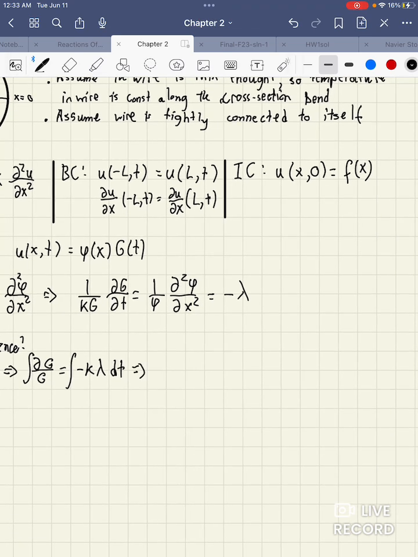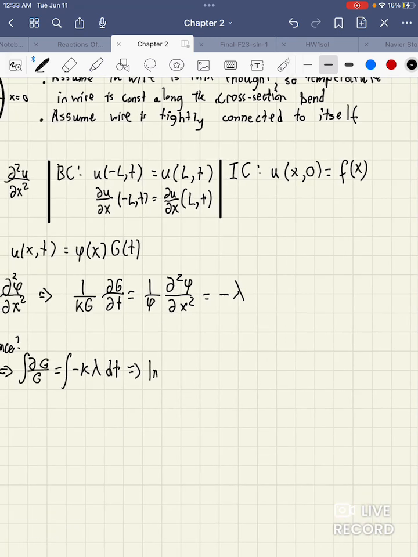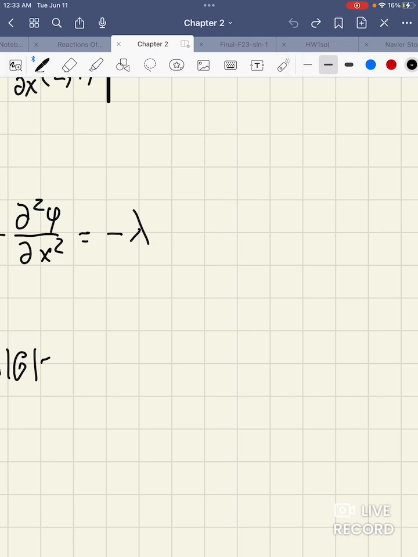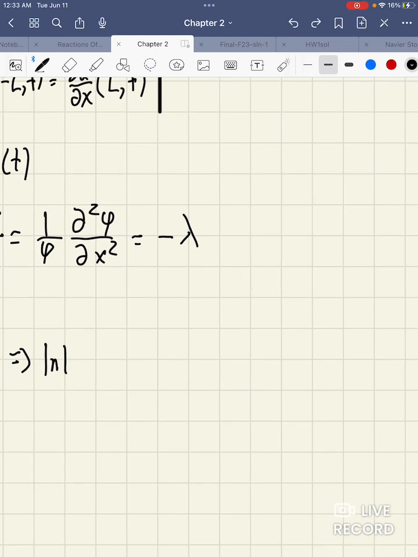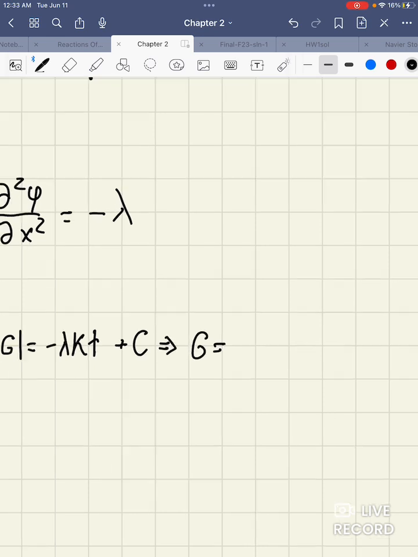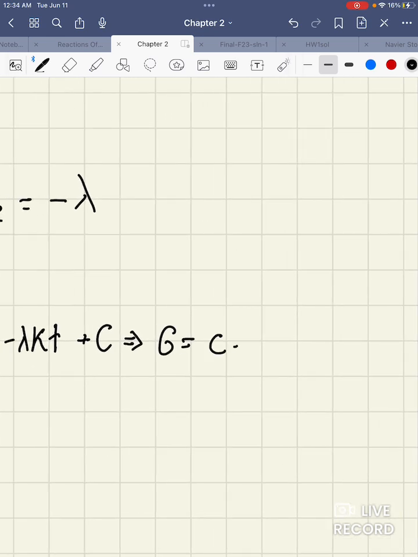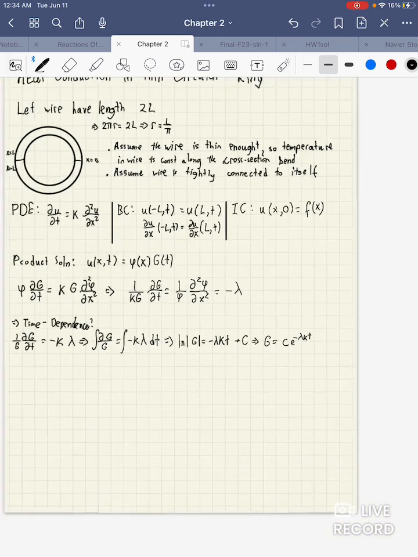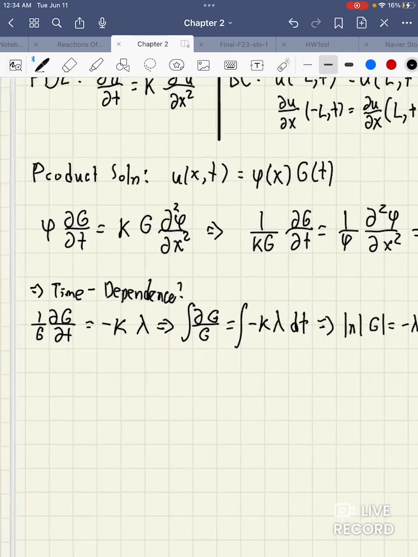Therefore I get natural log of absolute value of g, that's equal to negative lambda kt plus a constant, and therefore solving for g, our G is equal to a certain constant C times e to the negative lambda kt. So that's our time dependence.